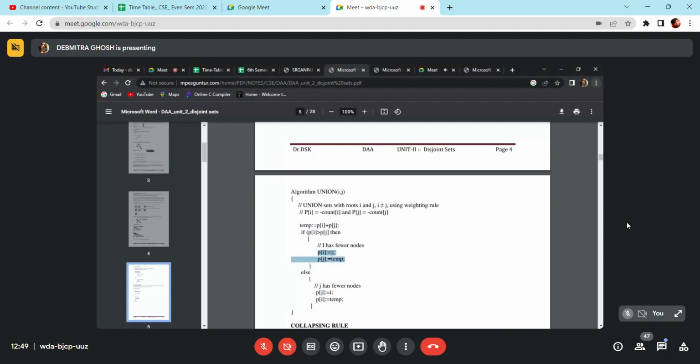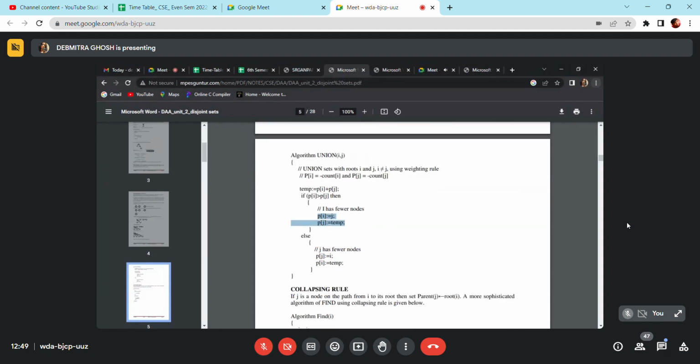This is for the union algorithm. What happens in the union algorithm? We set the root i and j. Root node is set first, i and j. Then what happens? We make the count as minus 1. As we have seen before, we give the value minus 1 for the root node. So here also we have taken a negative value for the root nodes.